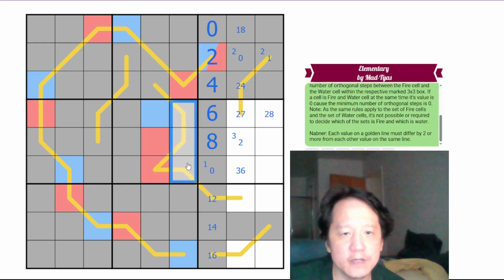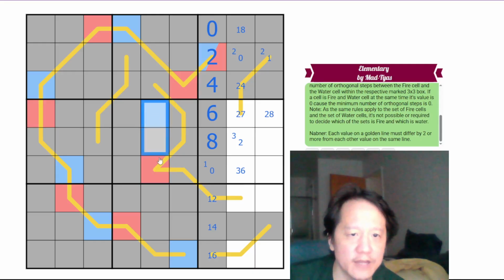We need one digit that's at least that is a fire or water here, which means it has to be here, which means this can't be fire or water. And this has to be 2 away from it for this to actually give you a value that's not 13579.